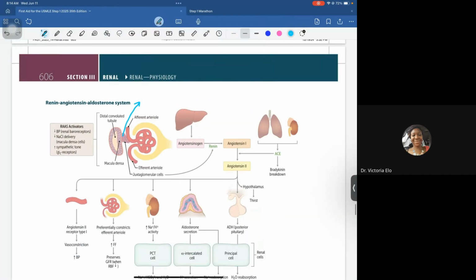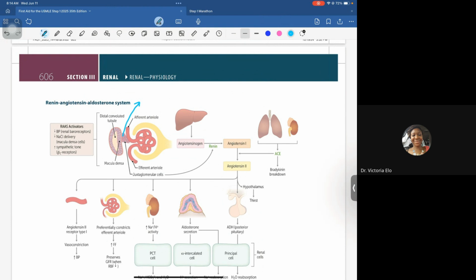Okay, I'll go slowly. The first thing that we are going to do now is the renin-angiotensin-aldosterone system, or the RAS system. Why is this RAS system important? What is the function of this RAS system? This is the first thing that we are going to know. The RAS system has three main functions.